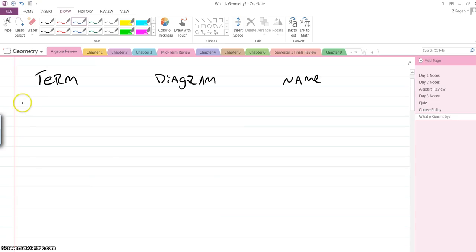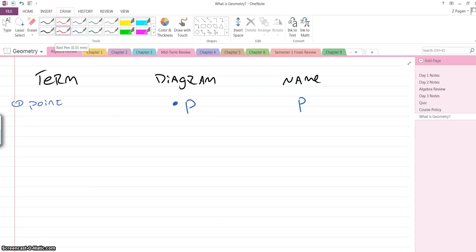Alright, so the first one we're going to start with is a point. Now, a point is exactly what you think it is. It's simply a dot that we use in diagrams typically to represent intersections or points on lines, things of that nature, and it's always named with a capital letter. So to name this point, we would simply call it point P with the capital P.